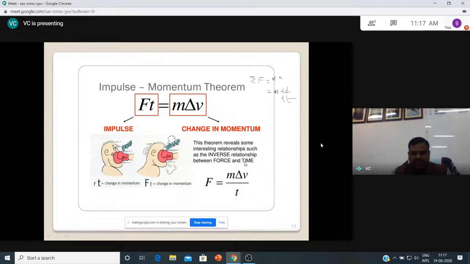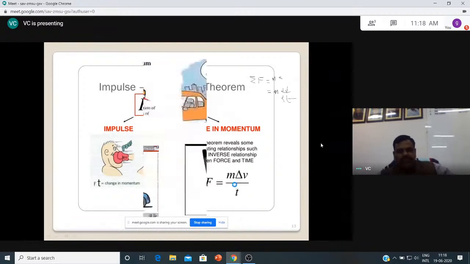The inversely proportional force and time, that is how we will try to represent the system. Ft is equal to mv, mass into velocity. So this is how we will try to represent the system: the impulse momentum equation.